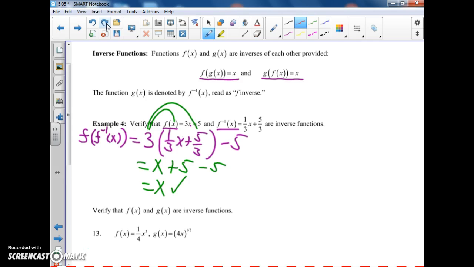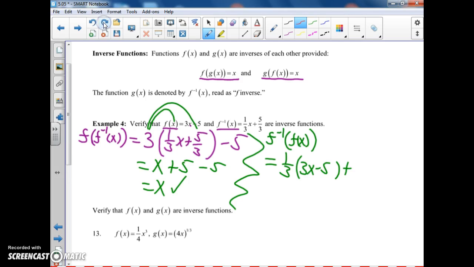Now we're going to reverse the process. Instead of doing f of f inverse of x, we're going to do f inverse of f of x. Here comes f inverse of f of x. It's the same process. You're going to take f of x, 3x minus 5, and put it into x for the other one. So here we go doing it. 1/3 times 3x minus 5, and then plus 5/3, like that.